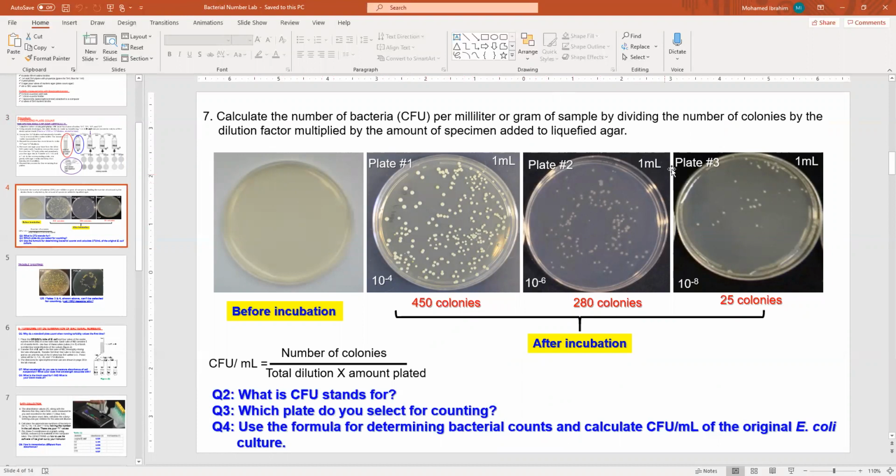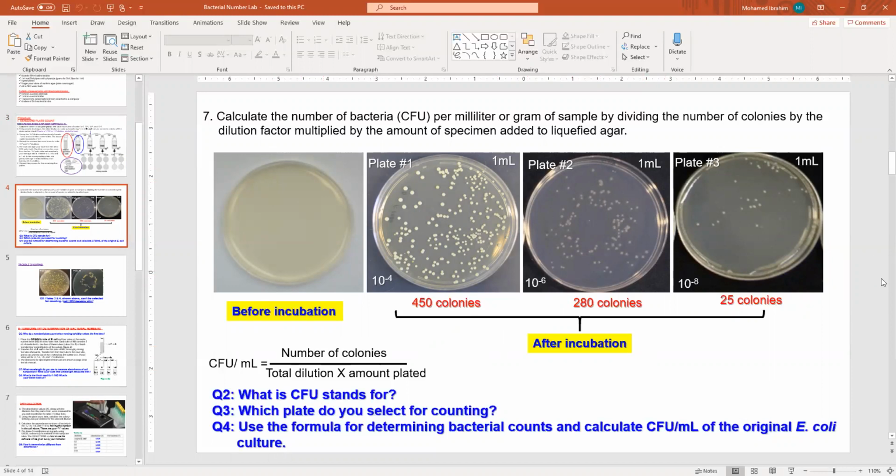It gives you also the amount plated, how much volume did I take from the dilution that I used, and what was the dilution. It is so important to know this information: the number of colonies, amount plated, and total dilution, to do this equation.